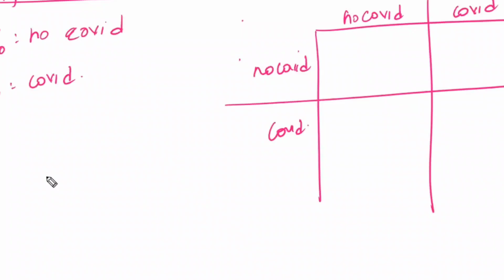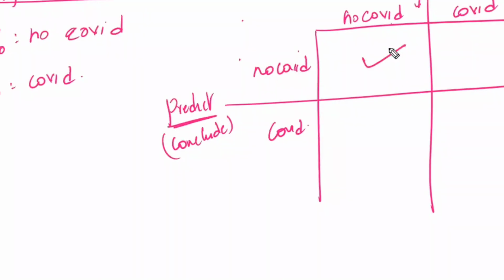Now, actually the person has no COVID. Predicted means estimated, concluded. After applying the hypothesis test, you have concluded that the person also has no COVID, which means you have done the correct thing. Actually, the person has COVID, but you have concluded no COVID, which means we have done a wrong thing.